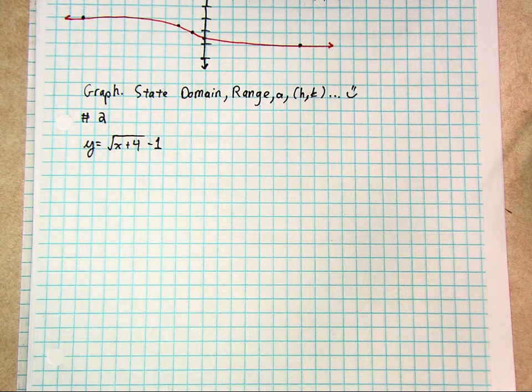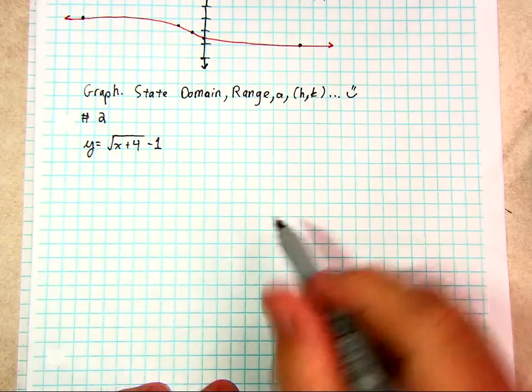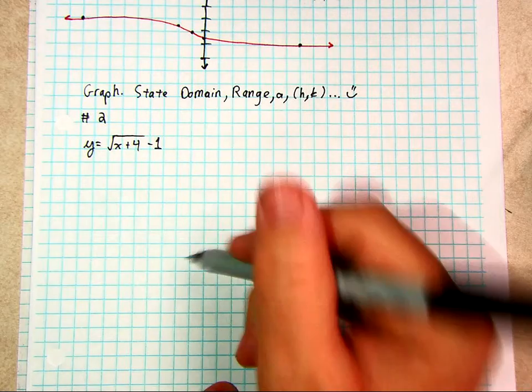Okay, now we have a new one. This says y equals the square root of x plus 4 minus 1. It's number 2 on our sheet. Now we're going to do the exact same thing we did for number 5, which was the previous video. I know I'm not going in order, but nonetheless, we need to find the domain, range, A, H, and K.